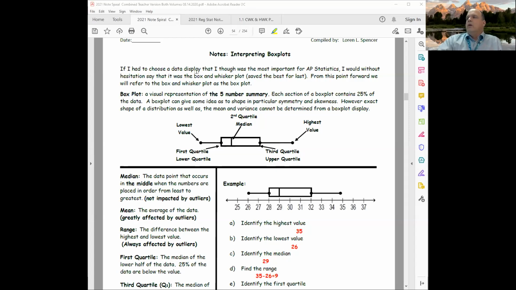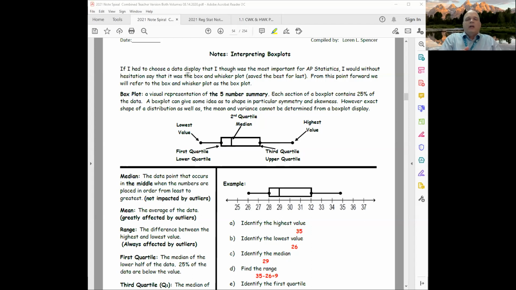Good morning. We're going to talk about boxplots, an introduction to boxplots. This will be on page 54 of your note spiral. Boxplots are probably the most important graph in all of AP Statistics. The College Board likes to ask lots of questions about them.